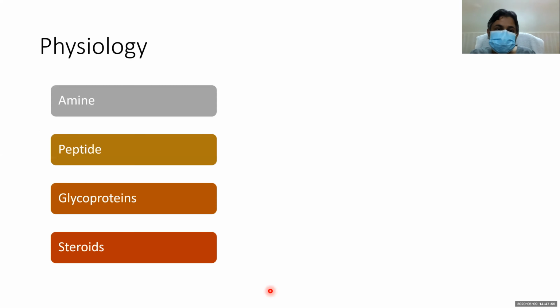When it comes to physiology, these are endocrine secretions. They may be amines, peptides, glycopeptides, or steroids. The secretions may be endocrine, paracrine, or autocrine. When the secretion takes place from the cell and affects its own function, it is called autocrine. When it affects neighboring cells' function, it is called paracrine. And when it is secreted into the blood and affects a distant target organ, which may be more than one or limited to one, it is endocrine. So we are dealing here with endocrine secretion, and they may be amines, peptides, glycoproteins, and steroids.